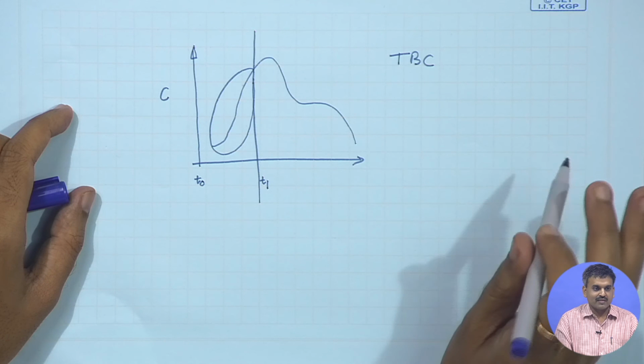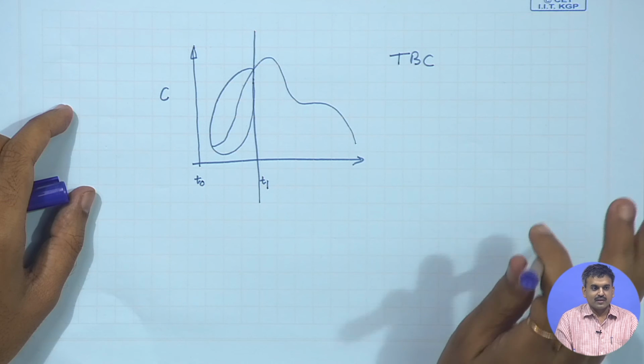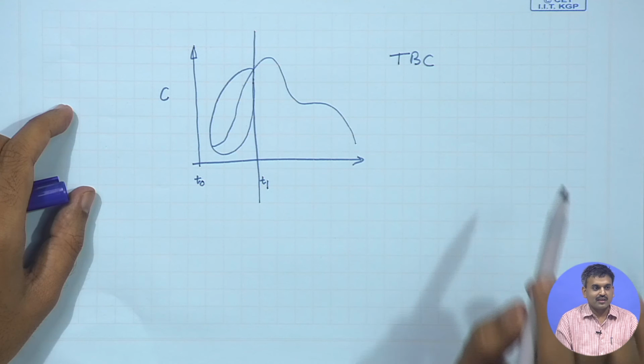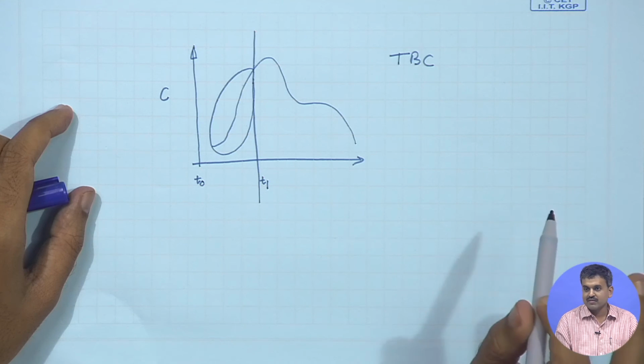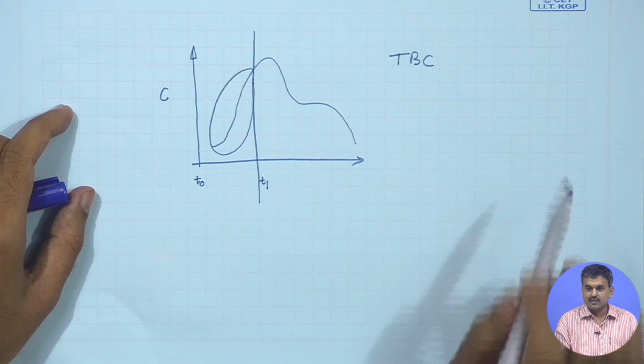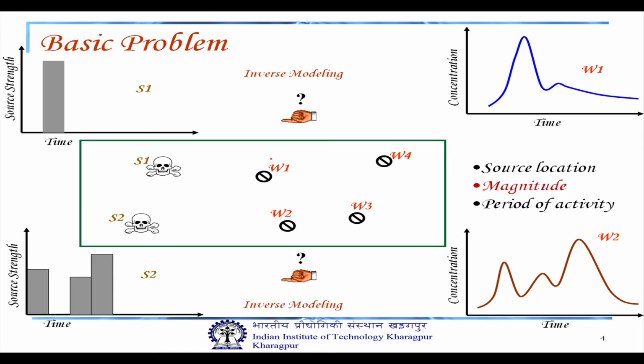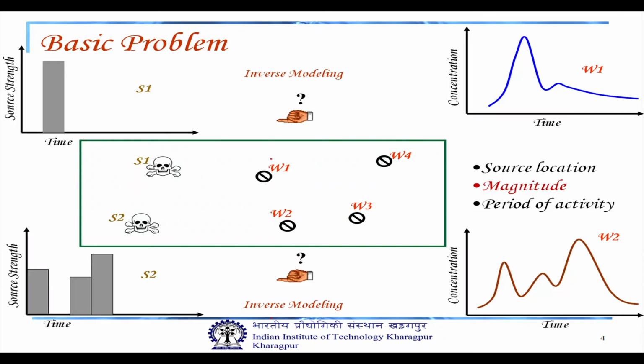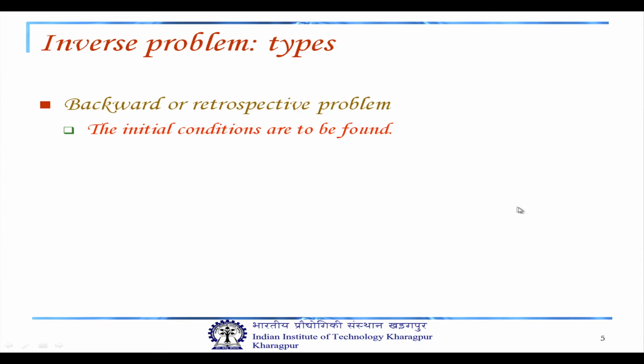Whatever assumption you make, you have to be careful, because TBC is the most common thing. So, what do you have to find out? You have to find the source location, the magnitude, and the period of activity. Source location, magnitude, and period of activity.